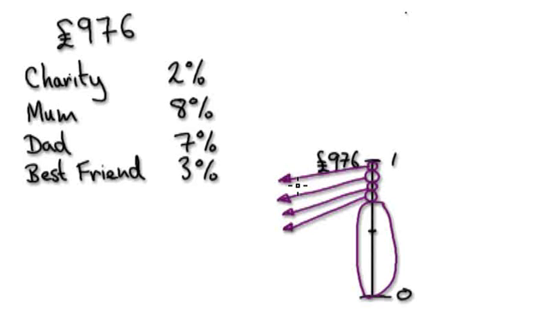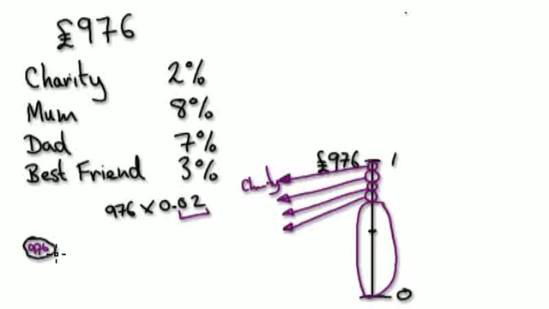So if you want to know how much goes to charity, which is 2% here, you would get 976, which is your whole amount, times by 0.02. Have a quick glance. This represents the 2%, because when you have a whole of something, in this case your £976, you divide it into 100 pieces, and then you're giving 2 pieces away to charity.